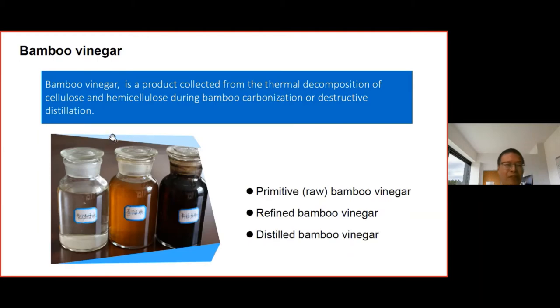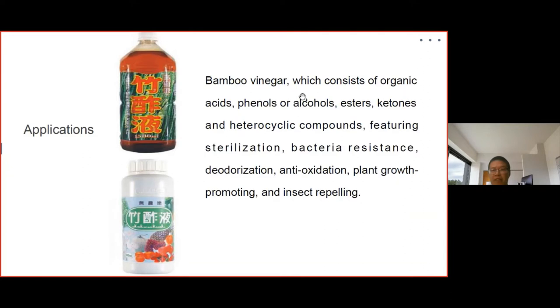The last application is bamboo vinegar, a product collected from the decomposition of cellulose and hemicellulose during bamboo carbonization or distillation. It is usually divided into three kinds: primitive bamboo vinegar, refined and distilled bamboo vinegar. Bamboo vinegar, which consists of organic acids, phenols, alcohols, esters, ketones, and hydroxylenic compounds, facilitates sterilization, bacterial resistance, deodorization, anti-oxidation, plant growth promotion, and insect repelling.